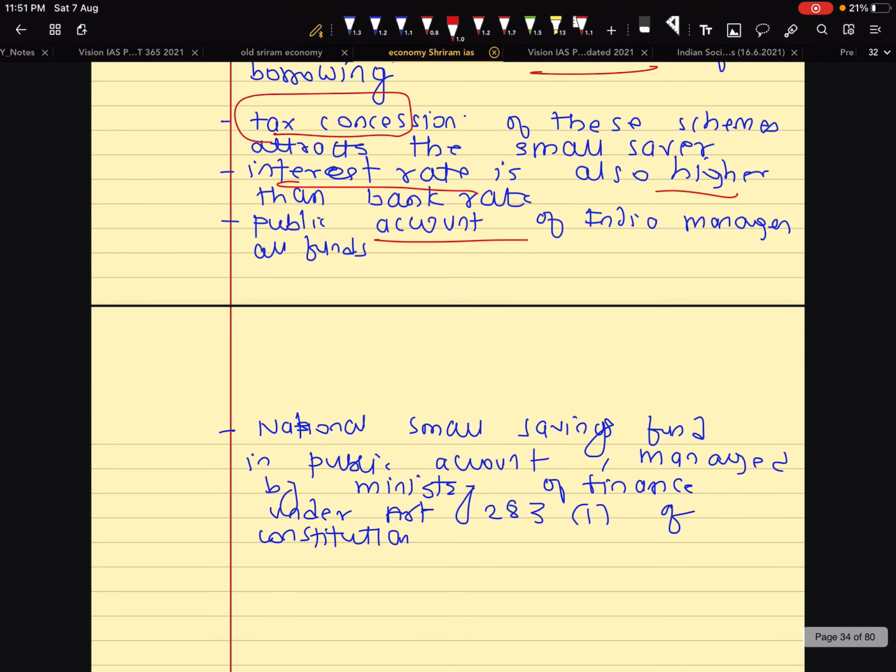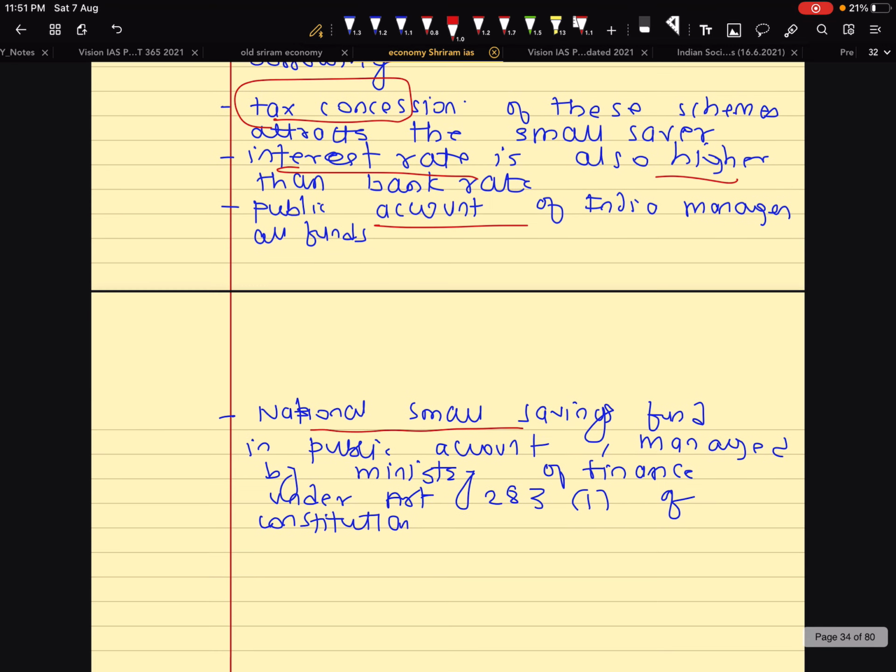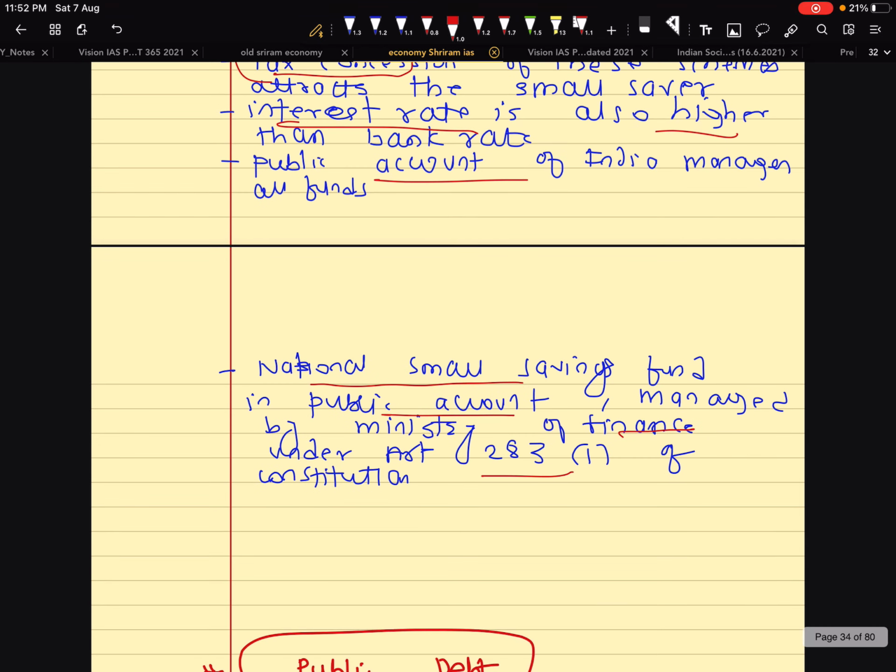Then there is a National Small Savings Fund in the public account, under which they are managed by the Ministry of Finance under Article 283(1) of the Constitution.